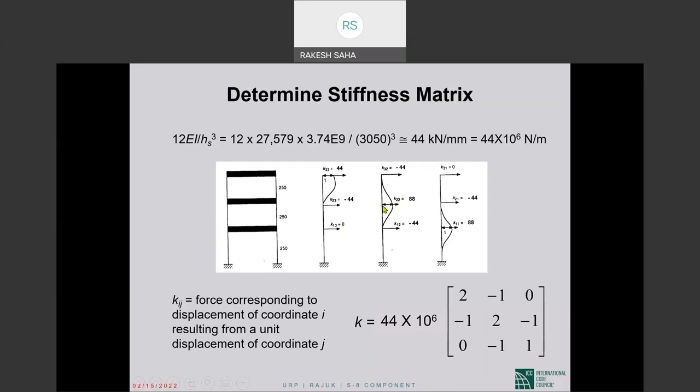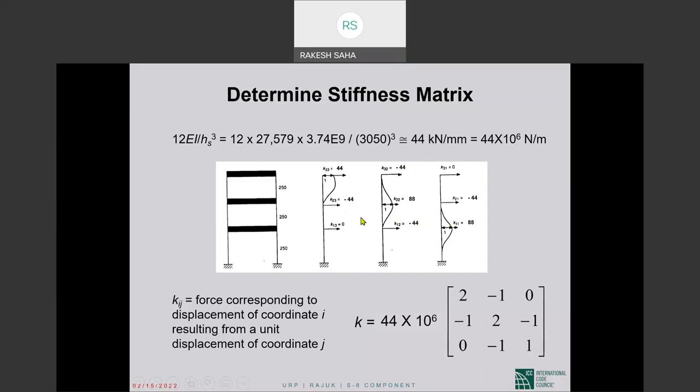If we impart unit displacement to coordinate 2, we will need a force of 88 units. There will be negative 44 at the top, negative 44 at the bottom. If we impart unit displacement to coordinate 1, we will need 88 there, minus 44 at the upper level, and then nothing at the top level.